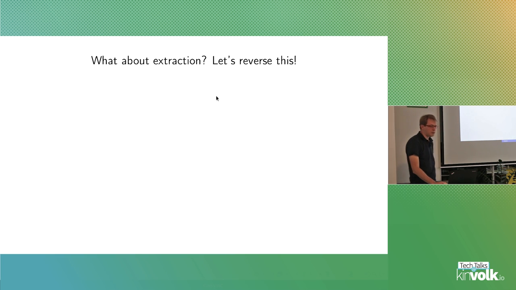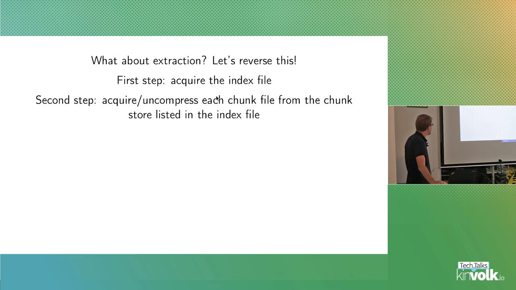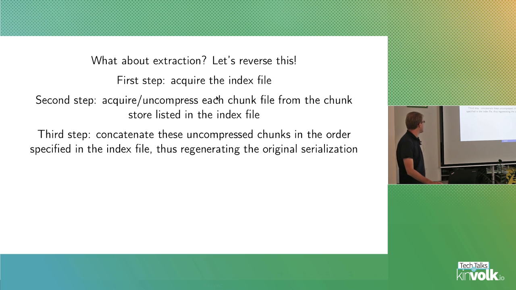So, what about extraction? We simply reverse it, actually. First step, we acquire that index file. The index file, you remember, was just this list of strong hash values. When we have that, we acquire each chunk by downloading it, or looking it up in that chunk store directory. And we uncompress it and just concatenate it again. So that's the third step: concatenate the uncompressed chunks. And there we are, we have our original serialization.